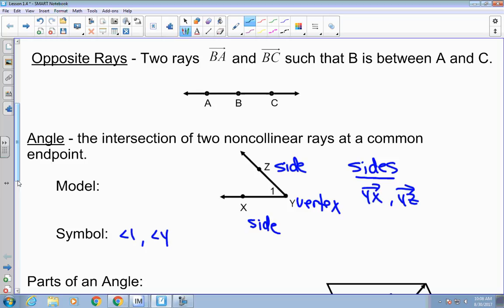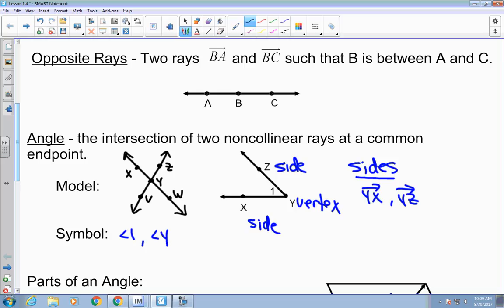For example, if I have these two lines that intersect, and we'll say this is X, Y, Z, W, and V. If I said angle Y, would you know which angle I was talking about? No. So in a case like this, you cannot name it just by the vertex. You have to be more specific.